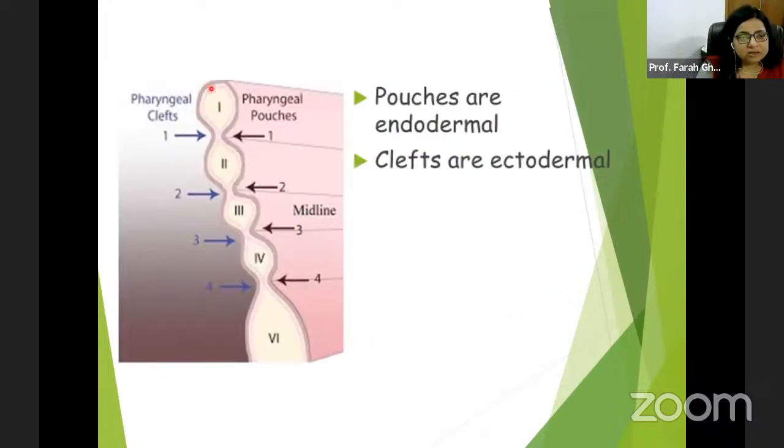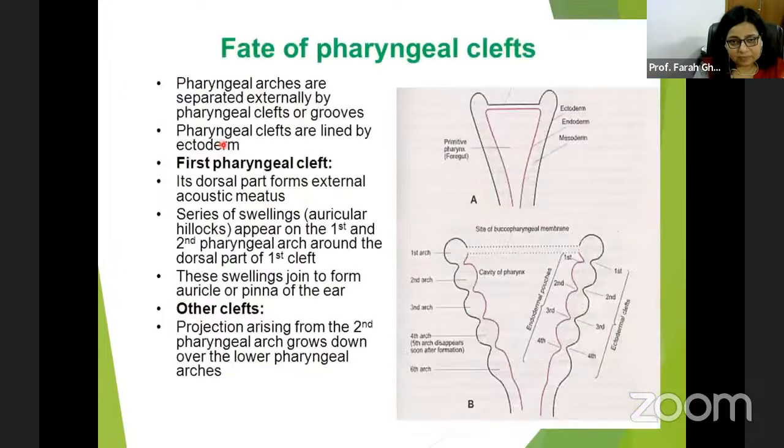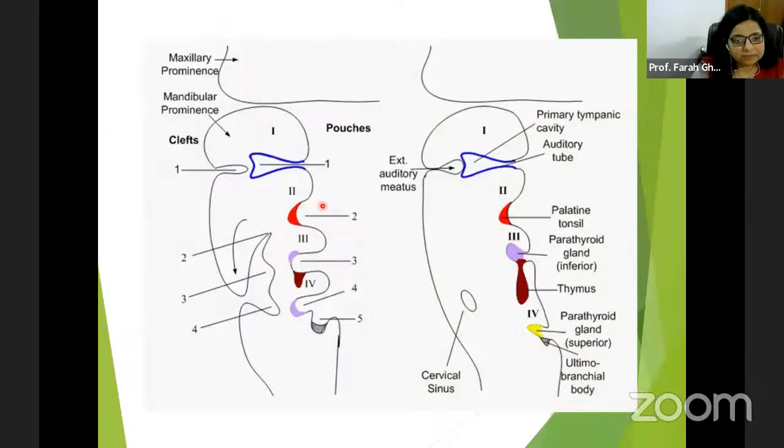As we have already seen, this was ectoderm and this one was endoderm. Dipping inside is the endodermal pouch, and on the outside it is the cleft. So first we'll talk about the cleft. First pharyngeal cleft is basically responsible for the formation of external acoustic meatus. See, this is the area, that is the first pharyngeal cleft. This first pharyngeal cleft is basically forming the external acoustic meatus, and this is covered on outside by the auricle.